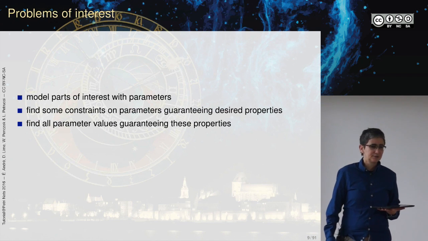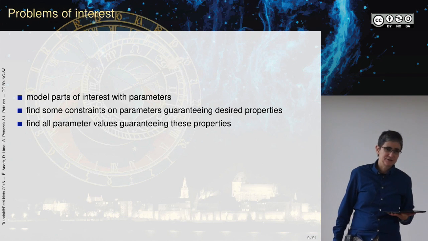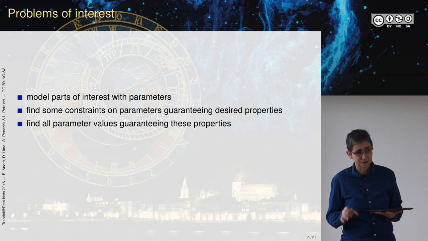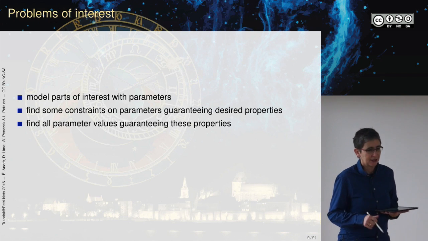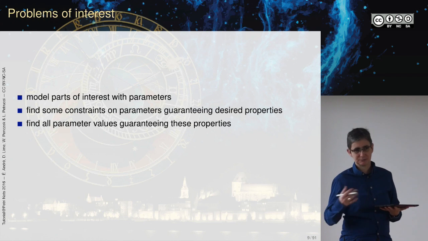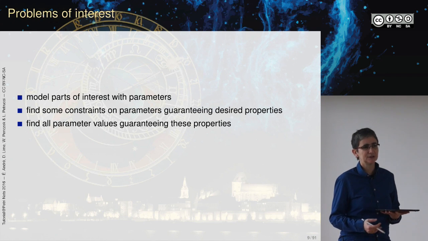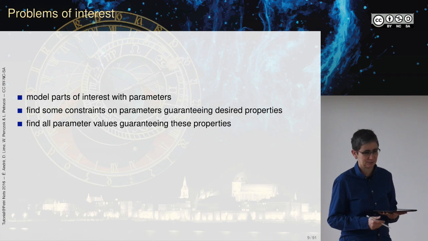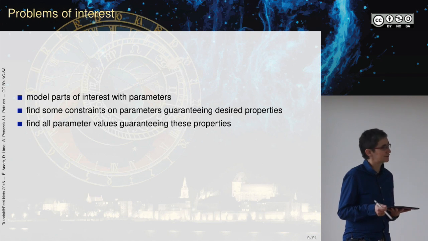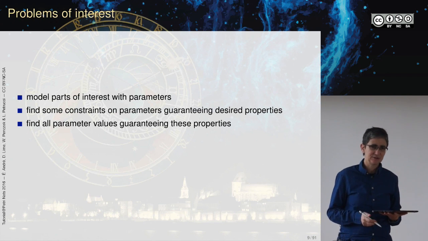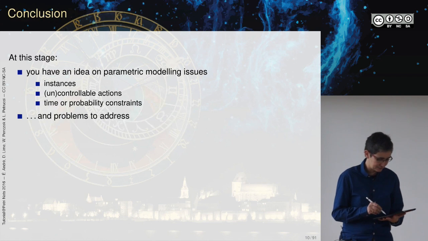So the problems of interest here in parametric verification will be to model the system of interest with respect to parameters, to find some constraints on these parameters that guarantee the desired properties. So to say, well, if I want this property, the parameters must satisfy this formula, for example. And another interesting thing is to find all parameter values that guarantee these properties. So these are problems we will address today.